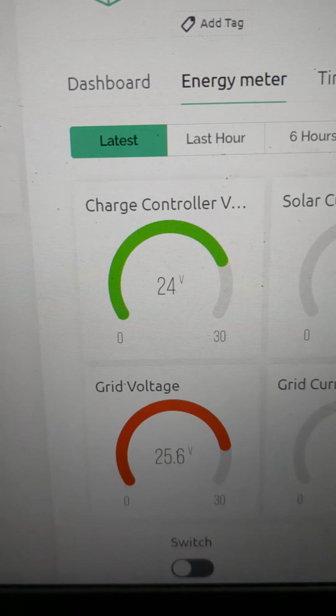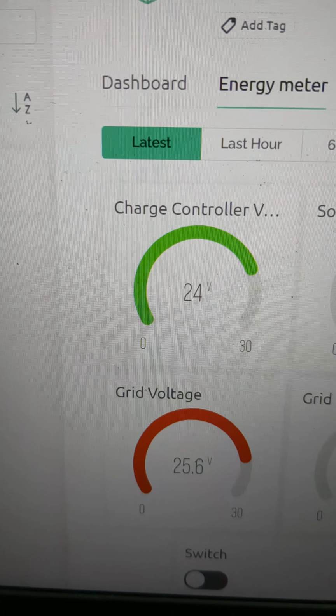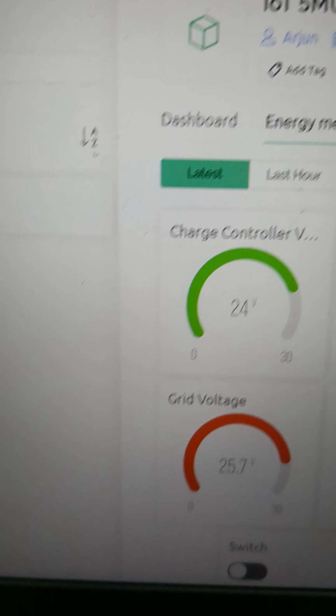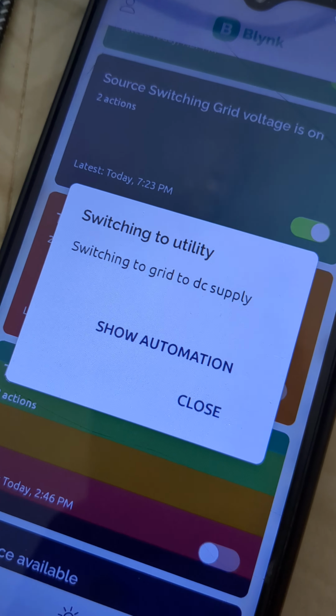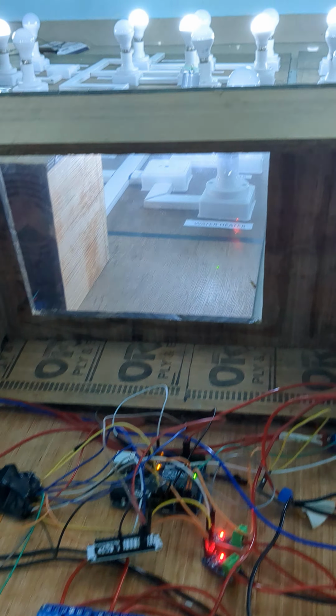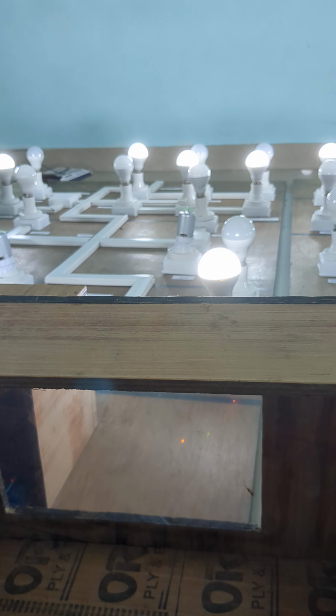Now in order to demonstrate switching from charge controller to the grid, I have to switch off this source. And as I switch off this source, as you can see the notification that it is switching to utility, even though there is a small gap. Now it is being powered by the utility, as you can see the voltage here.